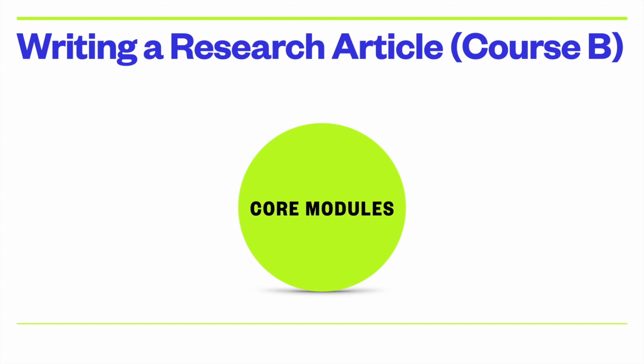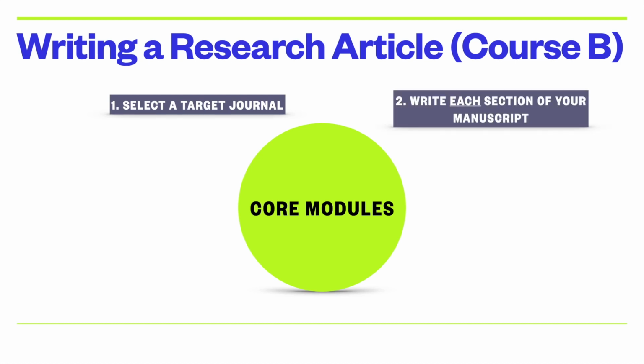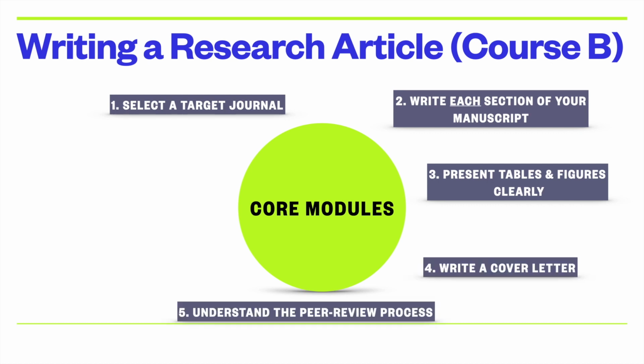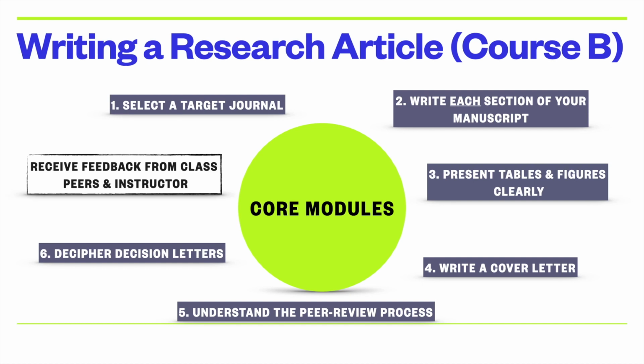The core modules in Course B include how to select a target journal, how to write each section of your manuscript, how to present tables and figures clearly, how to write a cover letter to a journal, how the journal peer reviewing process works, how to decipher decision letters from journal editors, and throughout the course you will also receive feedback on your writing from class peers and me.